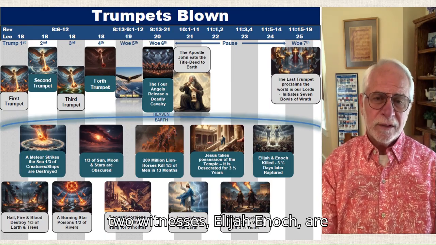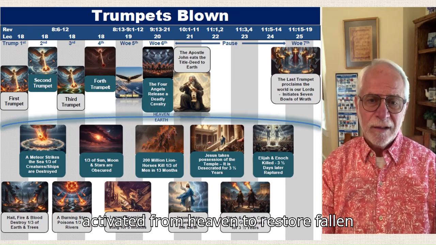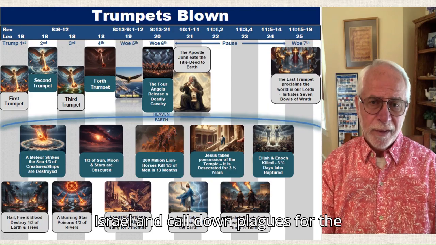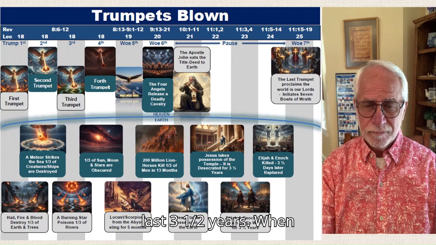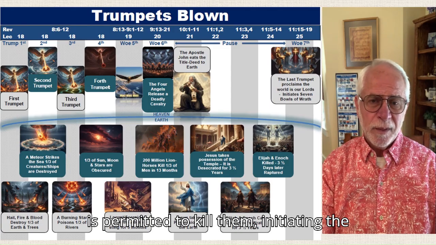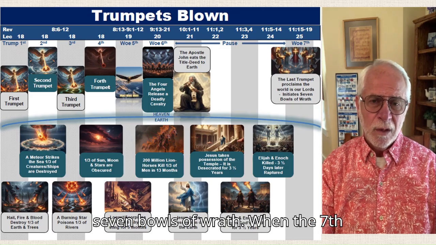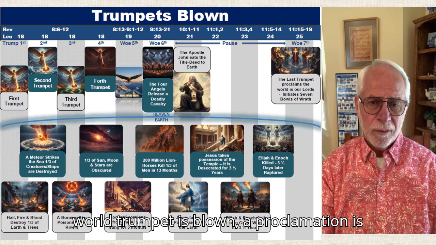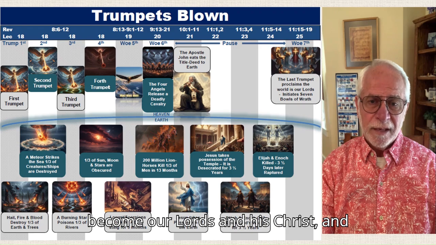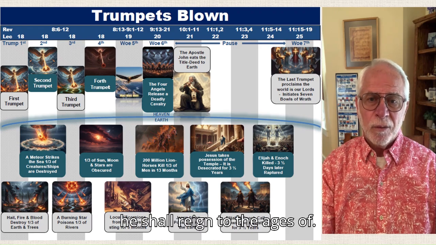The Lord's two witnesses, Elijah and Enoch, are activated from heaven to restore fallen Israel and call down plagues for the last 3.5 years. When their mission is complete, the Antichrist is permitted to kill them, initiating the 7 bowls of wrath. When the seventh woe trumpet is blown, a proclamation is heard: "The kingdom of the world is become our Lord's and his Christ's, and he shall reign to the ages of ages."